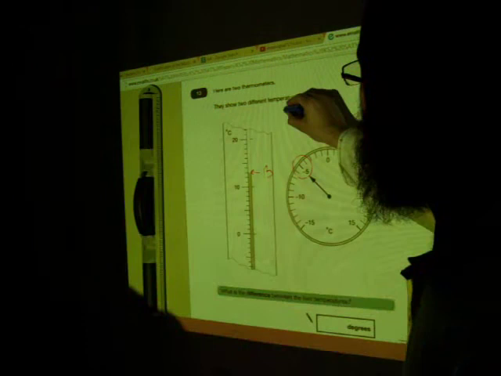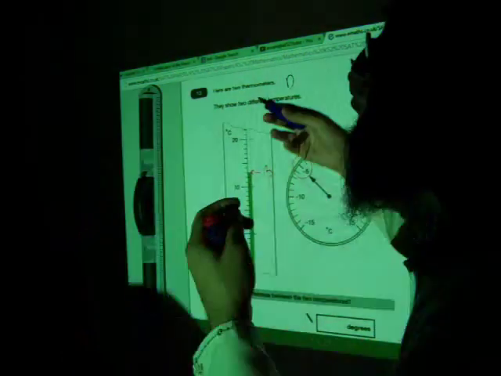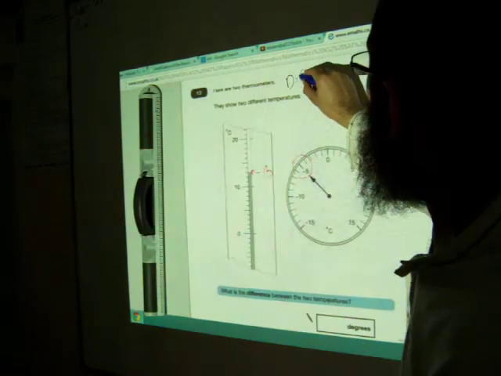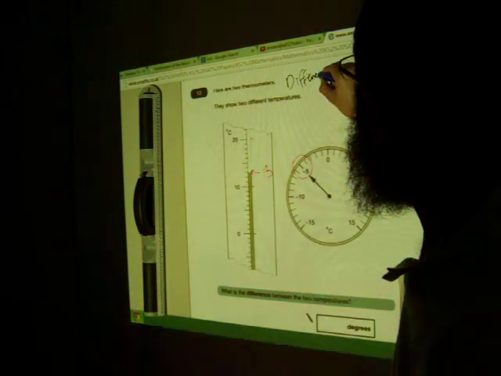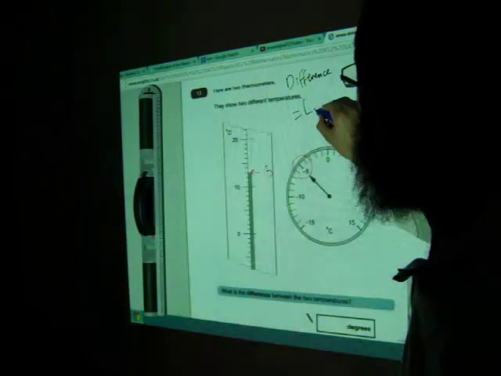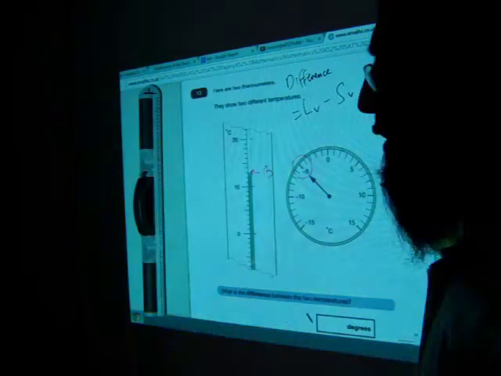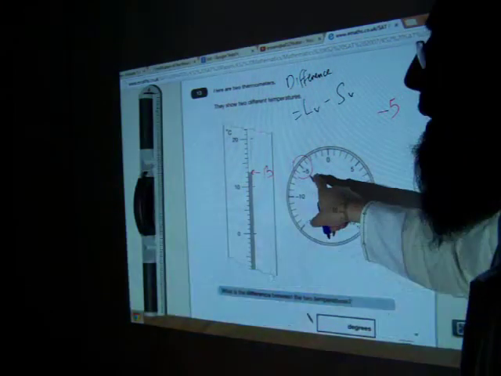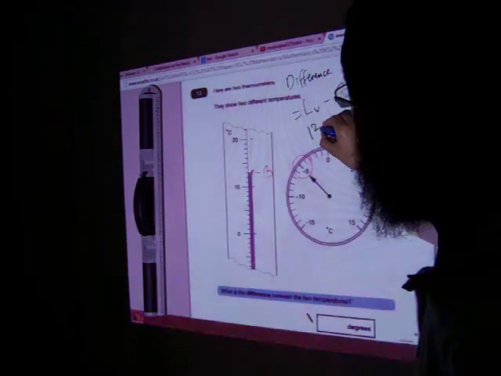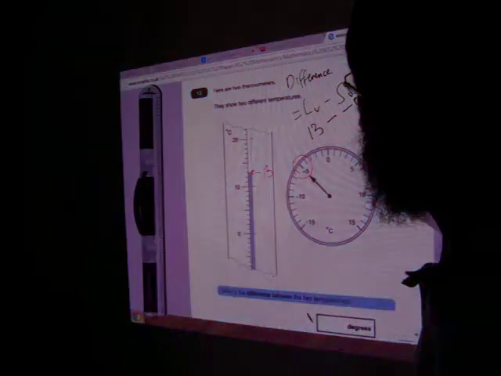So how do you work out the difference? I want the technique. What does the word difference mean? Difference means the large value minus the small. What is the large value out of these two? 13. And then you've got to minus the small value.